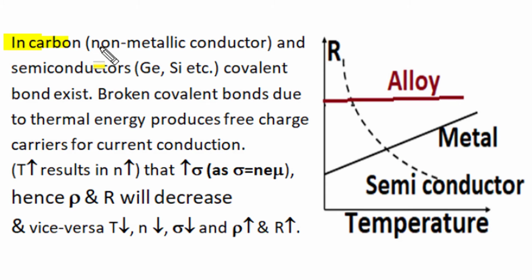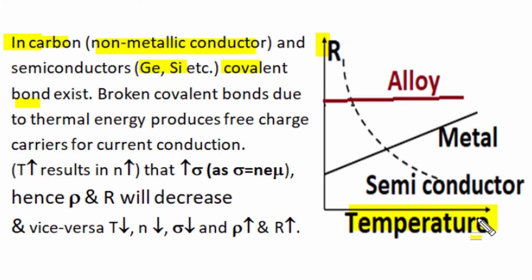In carbon, which is a non-metallic conductor, and in some semiconductors such as germanium or silicon, when we increase temperature, resistivity or resistance decreases, which is just opposite to metals. And the key reason for this opposite behavior of resistivity change with respect to temperature change in carbon and semiconductors is that there exists covalent bonding in these materials.